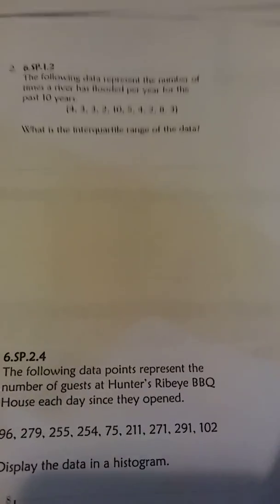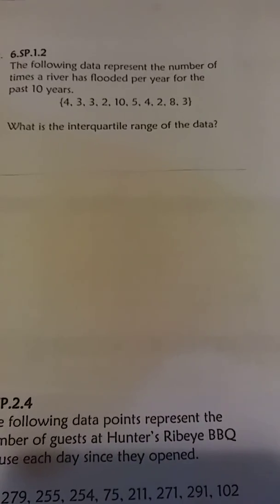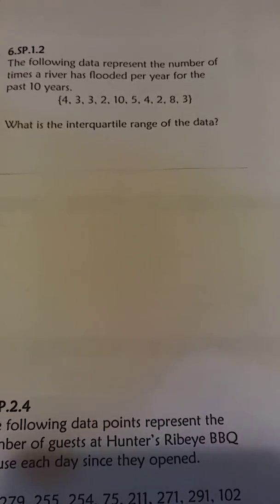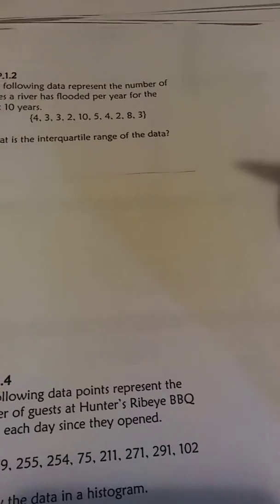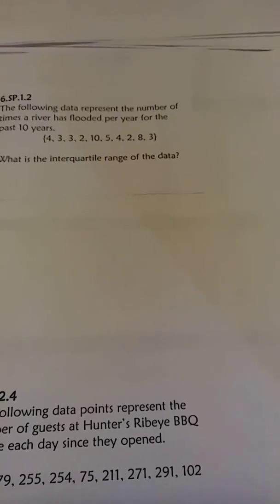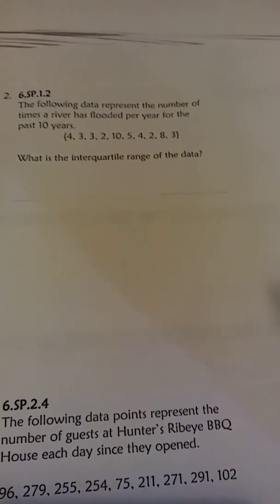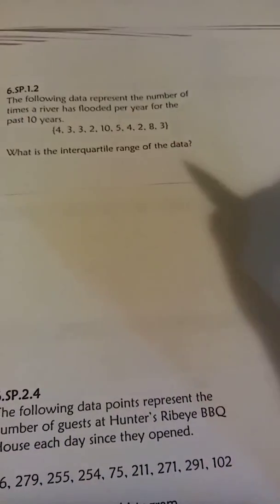Okay, it states the following data represents the number of times a river has flooded per year for the past 10 years. It then gives you your set of numbers, and then it asks you what is the interquartile range of the data. I'm going to say it one more time. Interquartile range would be determined by using a box and whisker plot, but we can actually also do it by rearranging the numbers. So let's go ahead and do that.